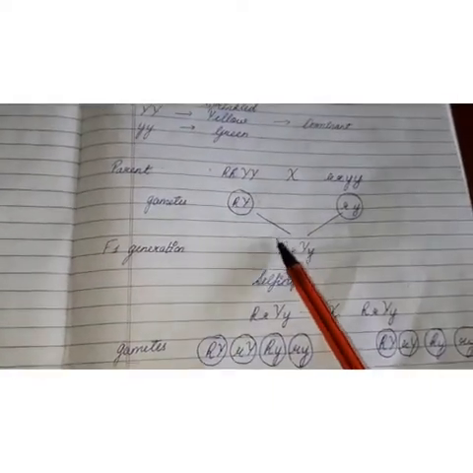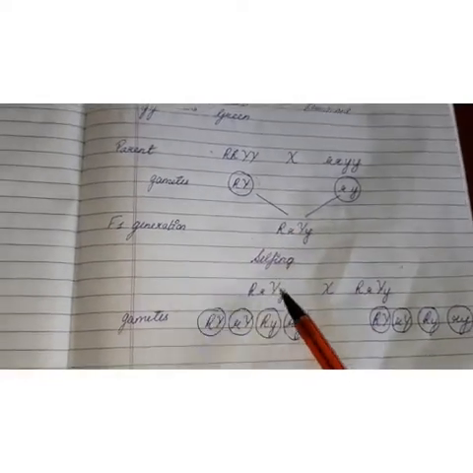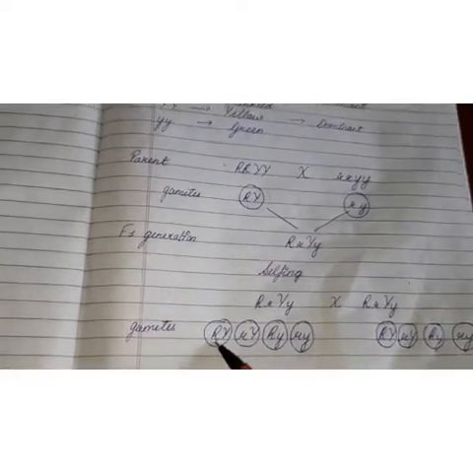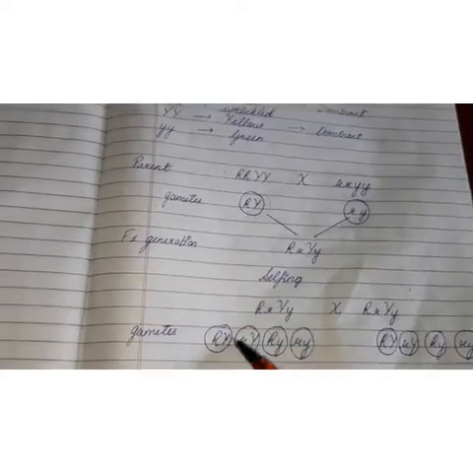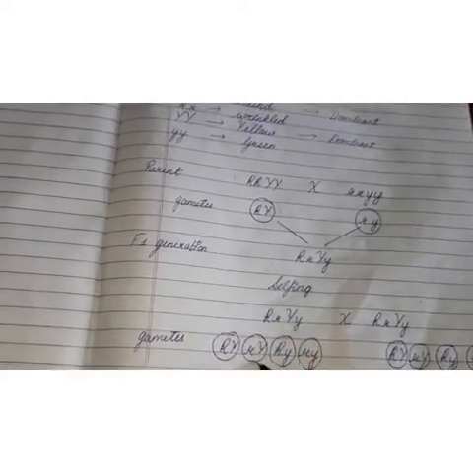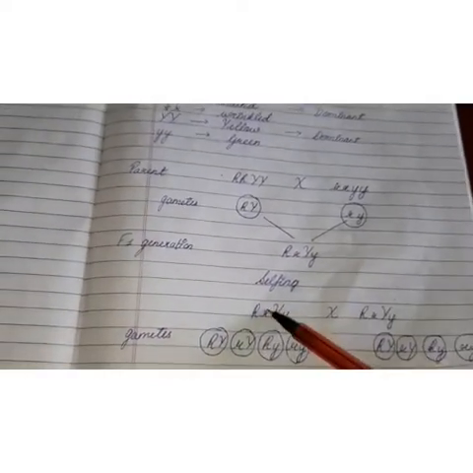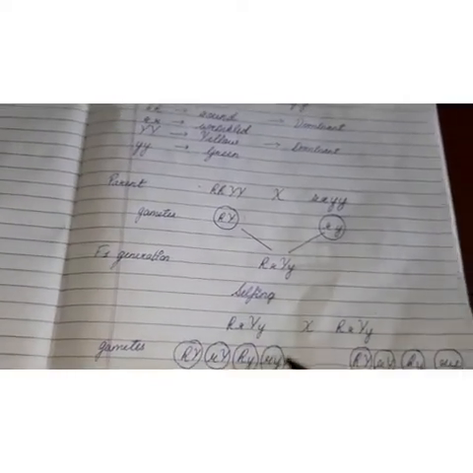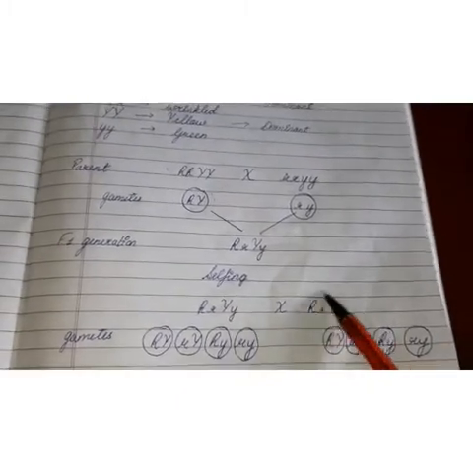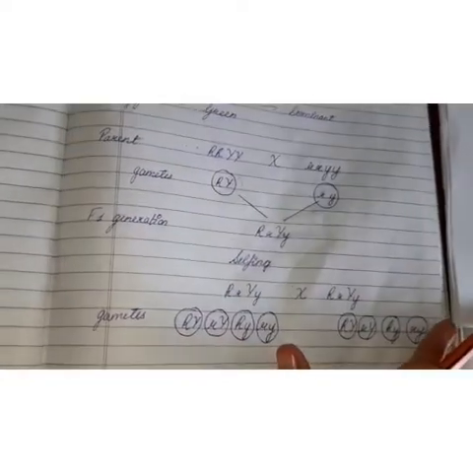Selfing between round and yellow progeny of the F1 generation will produce gametes as capital R, capital Y, small r, capital Y, capital R, small y, and small r and small y. The same is the preparation of gametes with the second parent. These gametes will result in formation of a Punnett square.